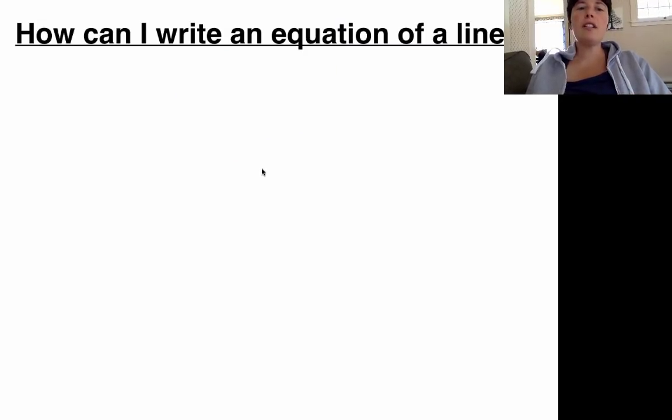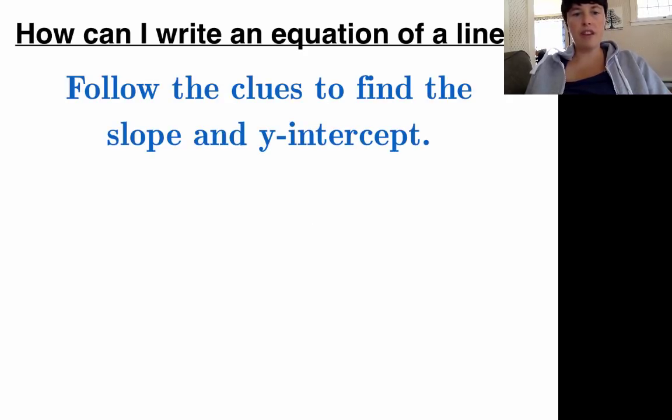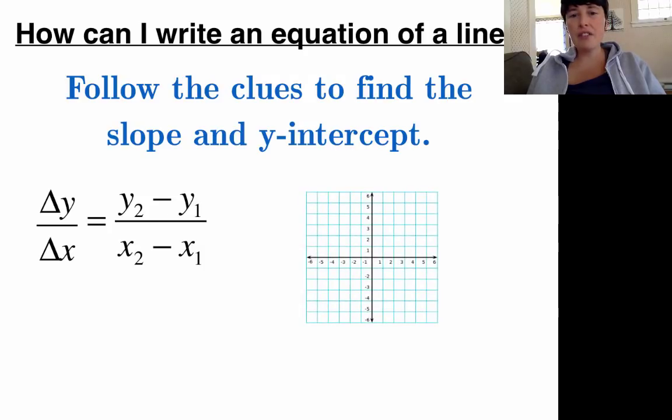So to summarize, how can I write an equation of a line? Follow the clues to find the slope and the y-intercept. Your main job is to figure out what's m and what's b, and to read the question carefully. Use that delta y over delta x formula, or graph it if you want to graph it. You have different options. So if you can figure out how to do both, and if you could show both, that's your level 4 work right there. If you can graph it and use the delta y delta x formula, you're at that advanced high level.